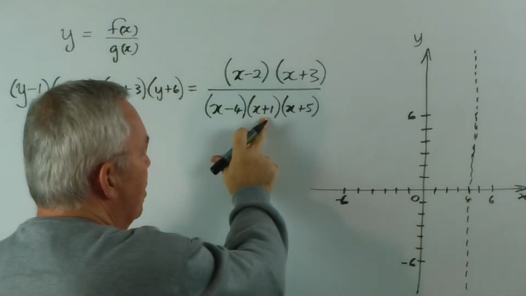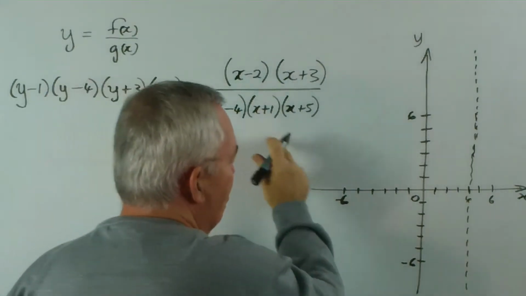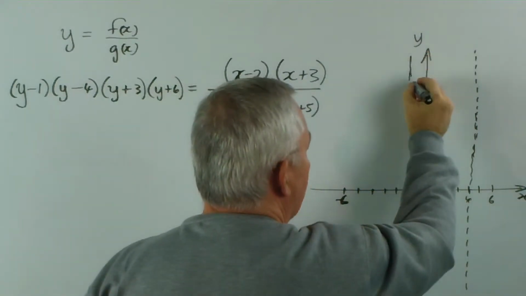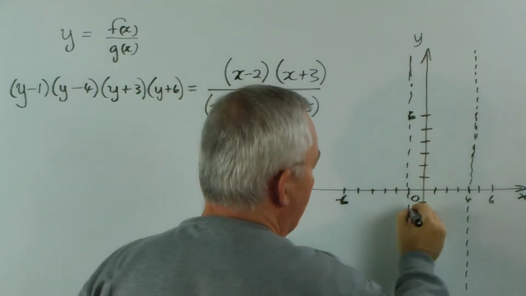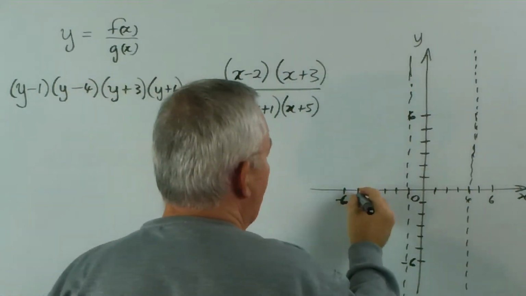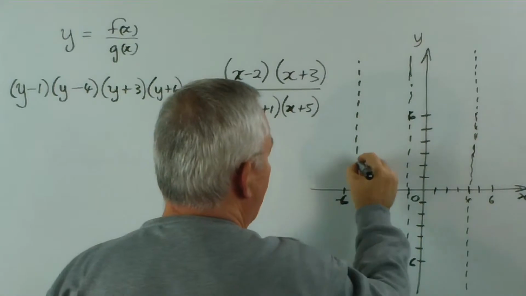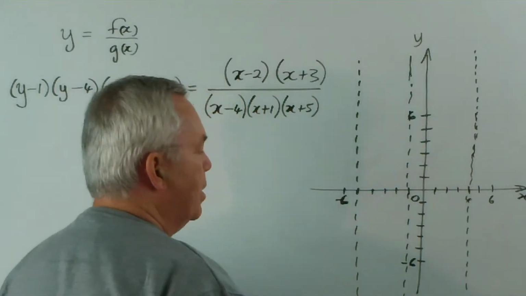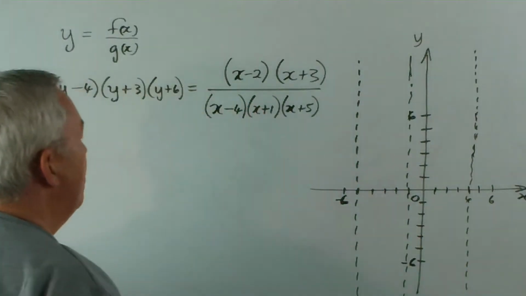When x is worth minus 1, we have the same problem. So here we are at minus 1. And when x is minus 5, we have the same problem. So we have 3 vertical asymptotes.